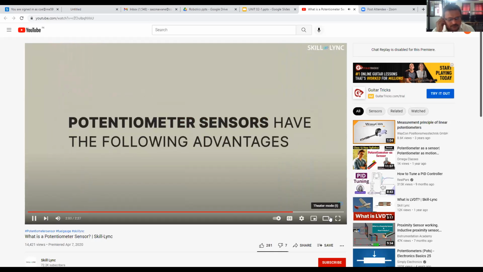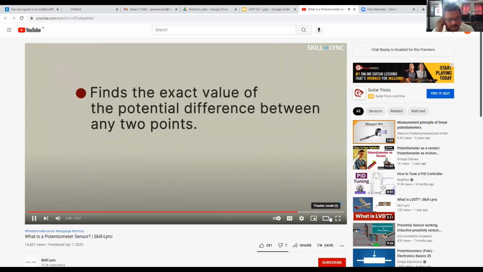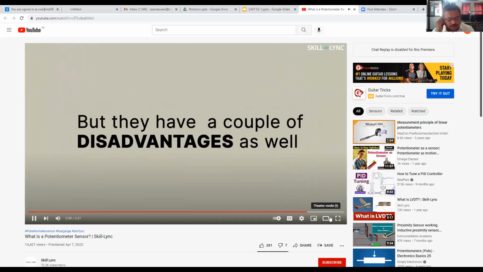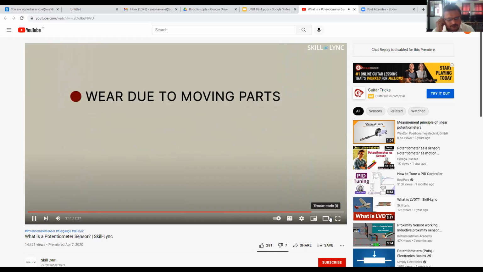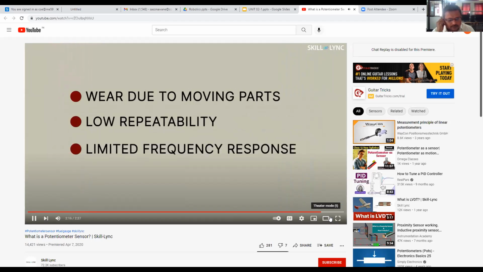Potentiometer sensors have the following advantages. They find the exact value of the potential difference between any two points, and they are easy to use. But they have a couple of disadvantages as well. They experience excessive wear due to moving parts, low repeatability, and limited frequency response.